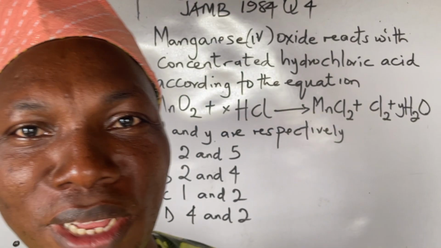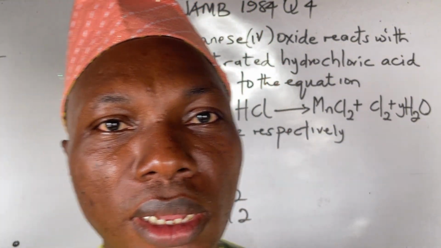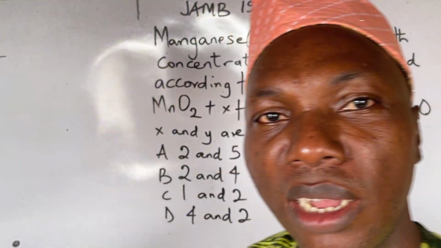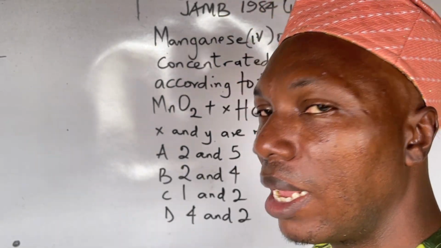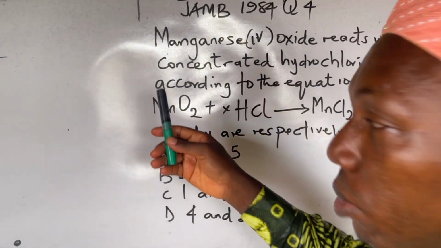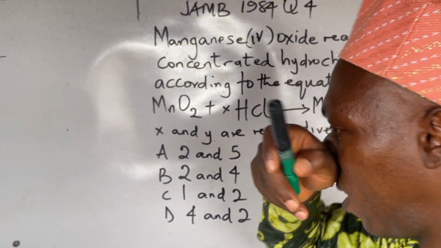Good day, friends. Today's class will be talking about balancing of chemical equations. We started the class in my last video. Today, we want to examine this question on stoichiometry, JAM 1984 question 4.